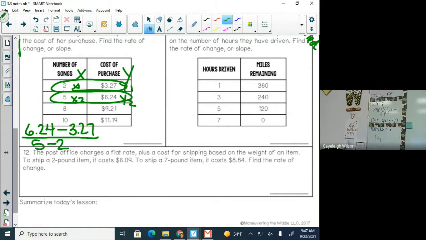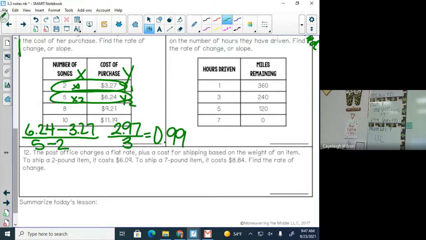6.24 minus 3.27. And I got 2.97 over 3. And then I'm going to divide that by 3. And I got 0.99.